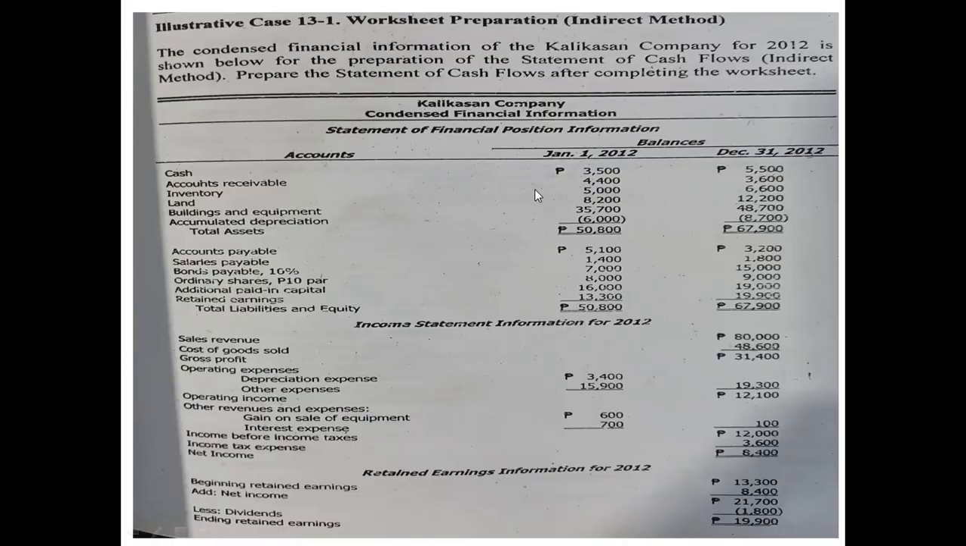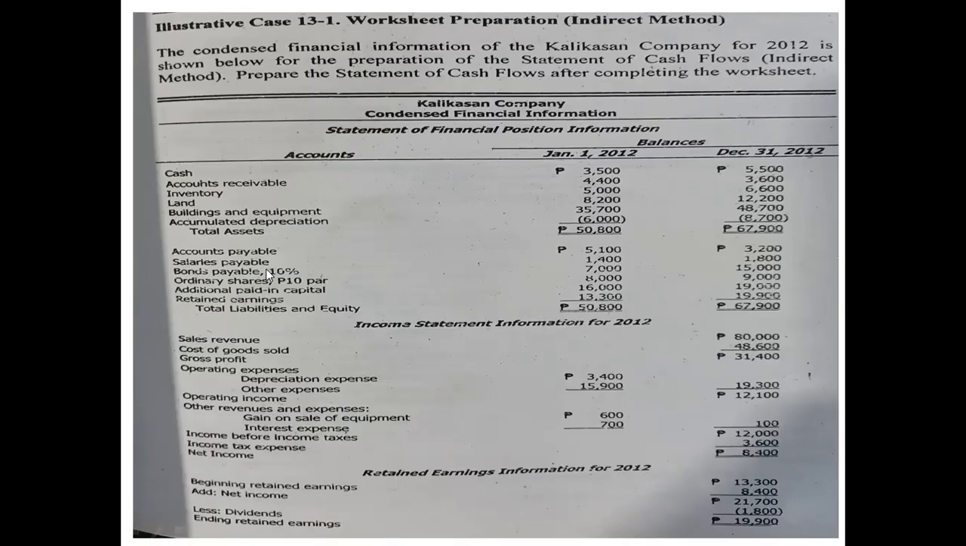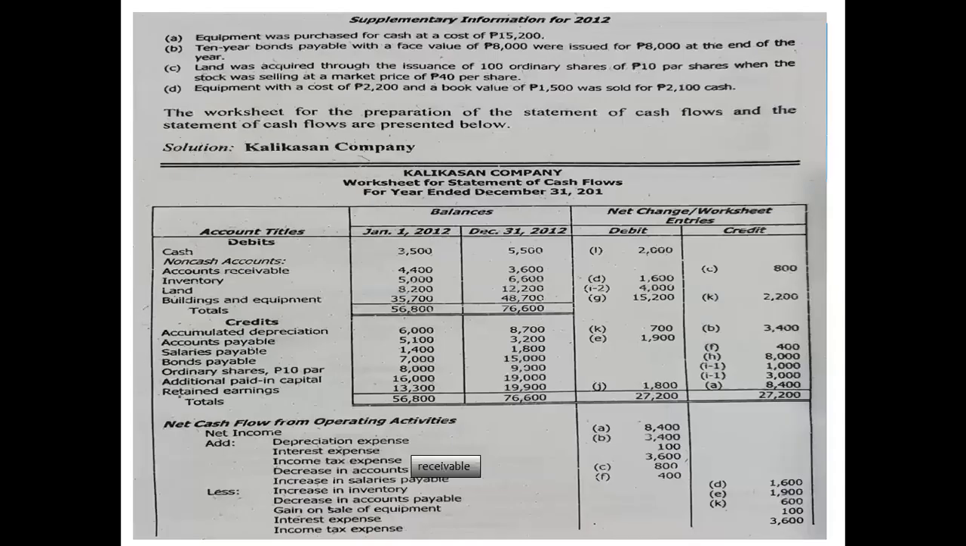So there's an accounts receivable here. 4,400 in the beginning. So you deduct the ending balance of accounts receivable, which is 3,600. So that's 800. That's why there's 800 here. And then increase in salaries payable of 400. So salaries payable here from 1,400, by December 31, it becomes 1,800. So there's an increase of 400. That's why there's 400 here.